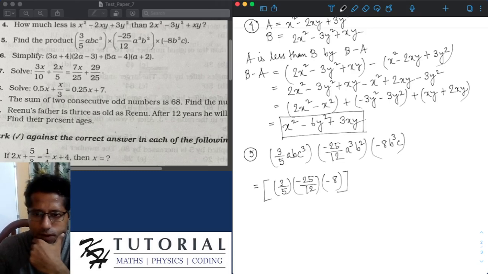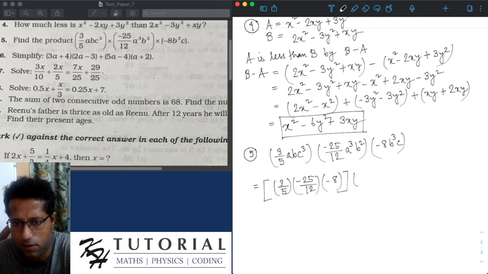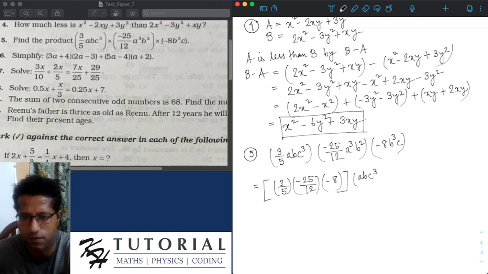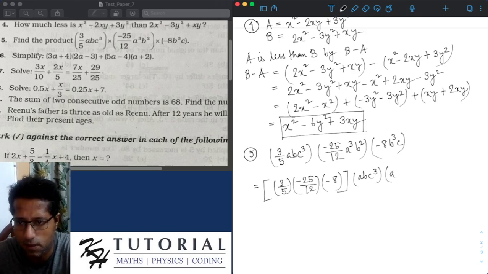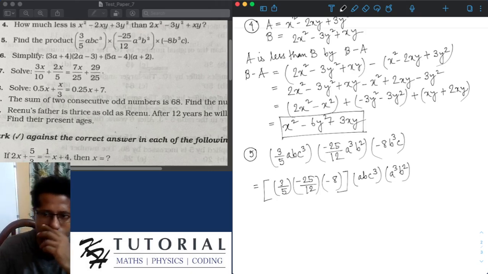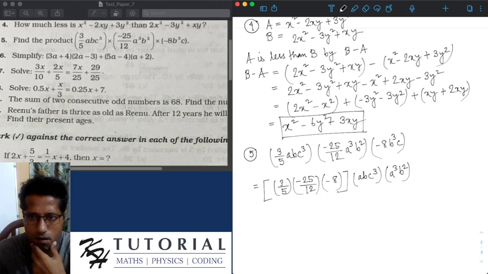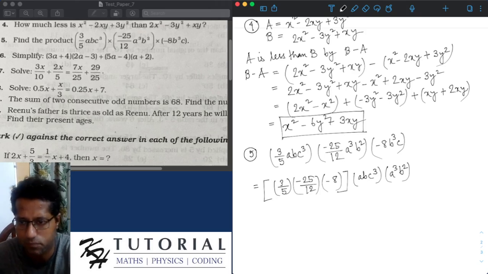Now we will find the product of all the literal coefficients of the monomials. For the first one, the literal coefficient is abc cube. For the second term, the literal coefficient is a cube b square. What is the literal coefficient of a term or a monomial? It is everything except the numerical coefficient. And the literal coefficient of the third monomial is b cube c.